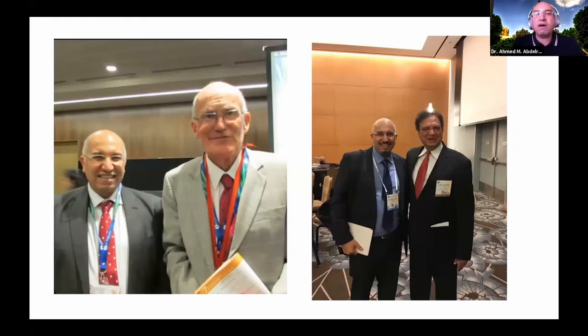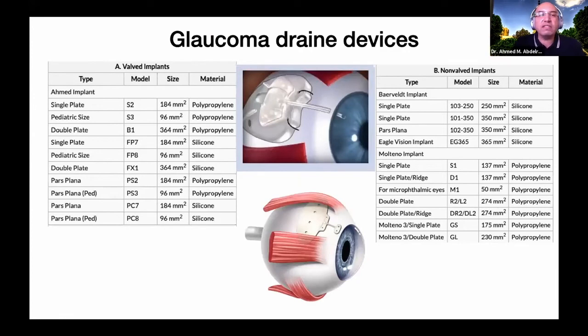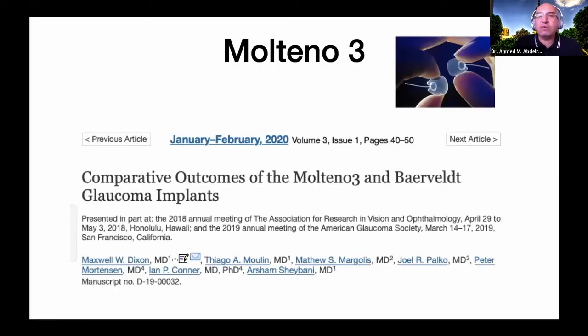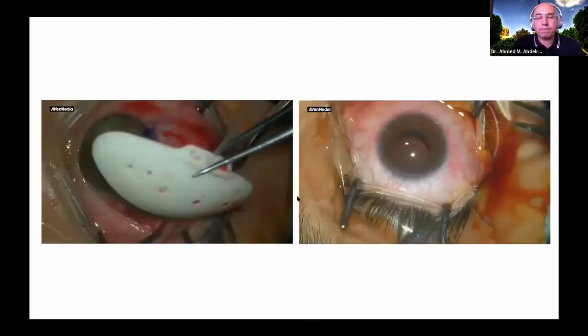These are the available drainage devices, which could be valved implants. The most common is the Ahmed valve, with different shapes, types and materials. And we have the non-valved implants, with Baerveldt on top. These are the two common implants available. And also Molteno is coming back with the Molteno 3.